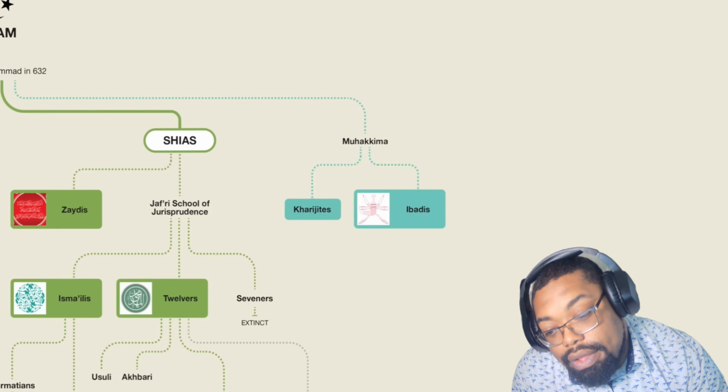The Muhakkima is the term used for the people who left Ali's camp. There were other offshoots of the Kharijites as well throughout history, but most of them have gone extinct over the centuries, and Ibadis are pretty much the only major group of this branch left. They're found as the majority of the population in Oman.